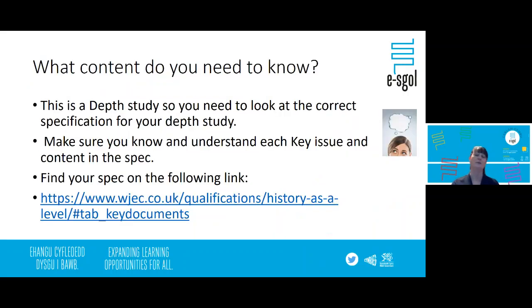Okay, so to begin with, what content do you need to know? Well, because this is a depth study and it's got quite a narrow time frame, then you have to look at the specification for your depth study and know everything in that specification. So you need to know it and understand it. Now, this link here will take you straight to your specification that you study. Well, it'll take you to the 8, and then obviously you can choose which one you do.